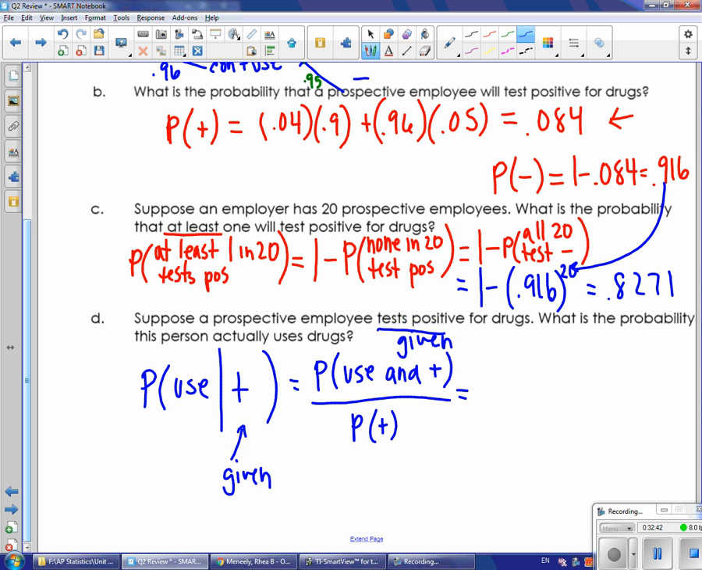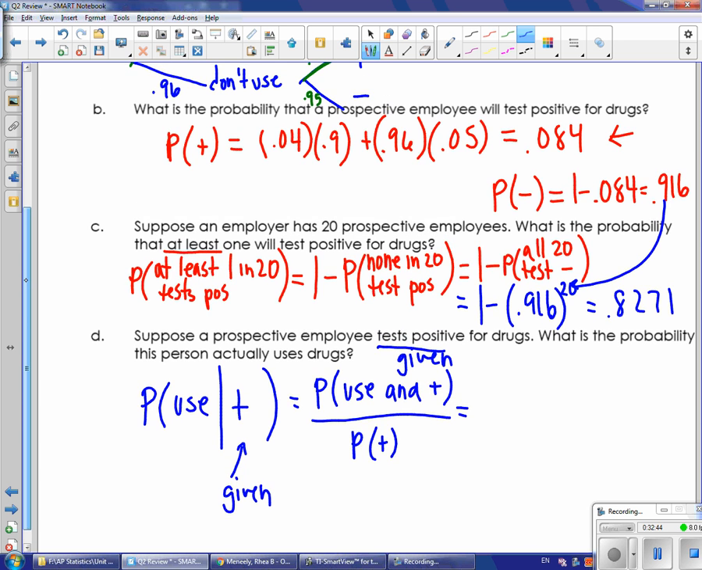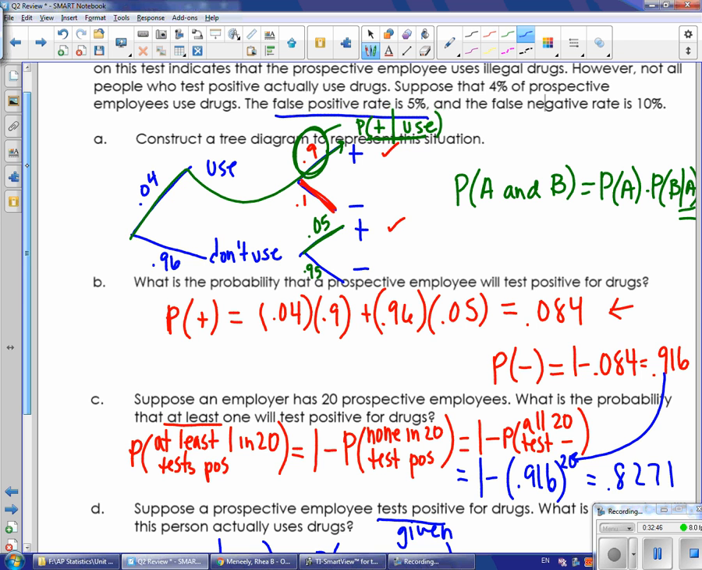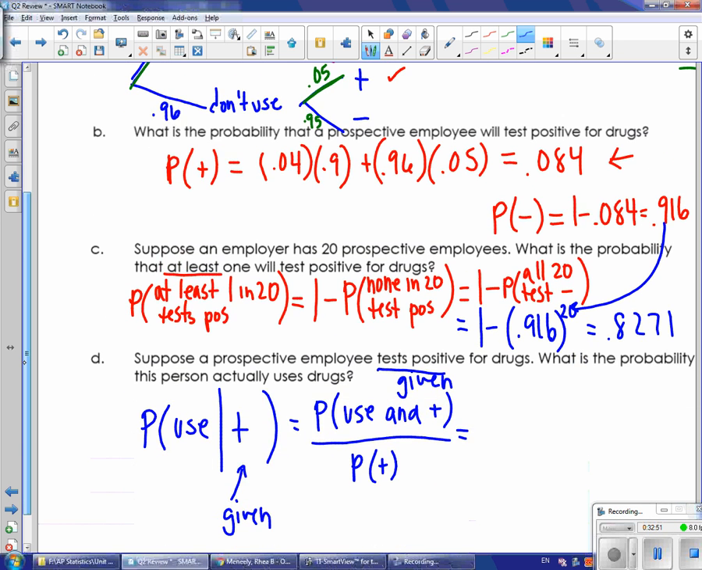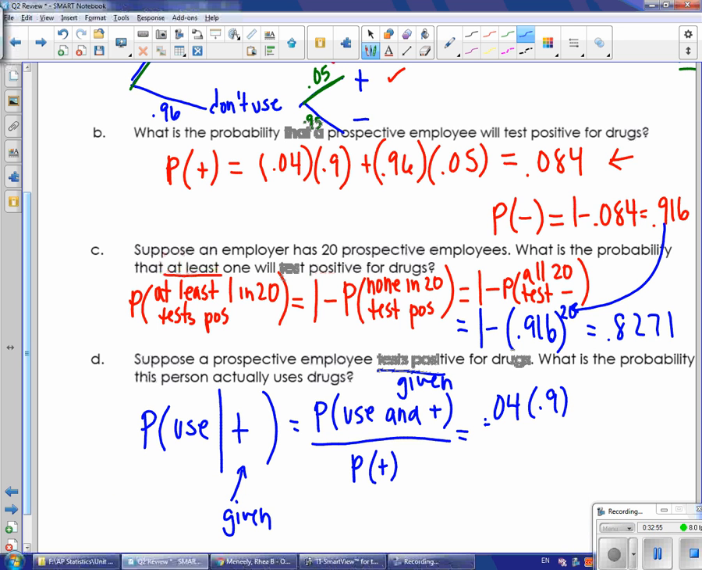So I'm going to have to rely back on my tree diagram again to find the probability that they use and test positive, and that's this first branch, which is going to be 0.04 times 0.9, over the probability that they tested positive. Well, again, I found that already. That was 0.084. And if we divide, we should get 0.429. So only about 43% of the people that test positive are actually going to be using drugs. So this test actually doesn't seem very reliable in this case.